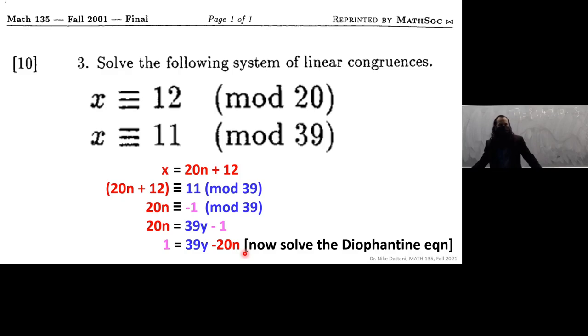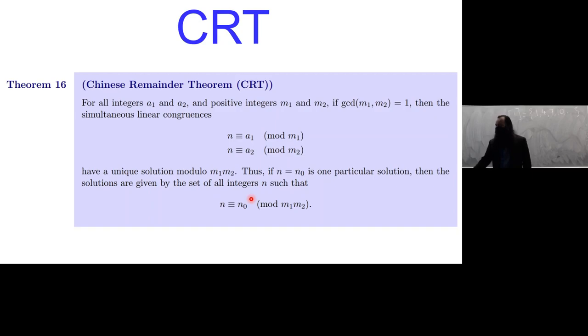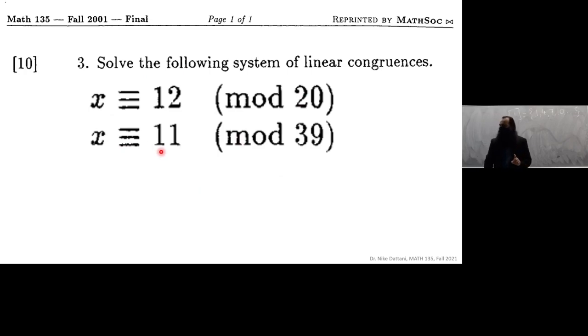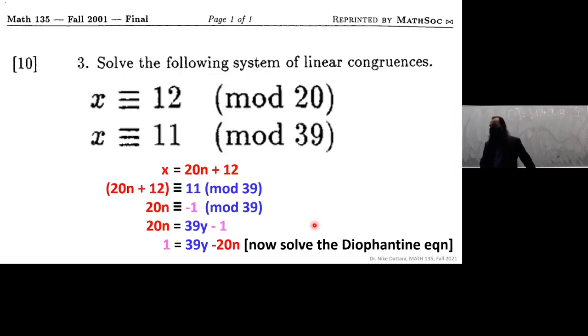1 equals 39y minus 20n, and you solve that Diophantine equation. That's still how you do it. Chinese Remainder Theorem doesn't help with finding the particular solution. It's just that once you find that particular solution, you can express the general solution as that particular solution. If you found one solution to this system, then all of the solutions will be congruent to that particular solution modulo the product of the moduli. So you're still doing this. You're not using Chinese remainder theorem.